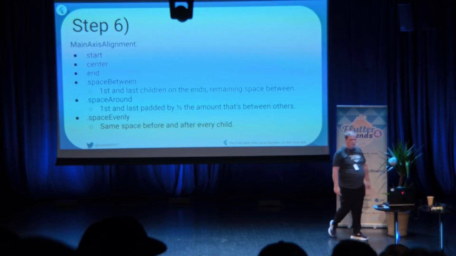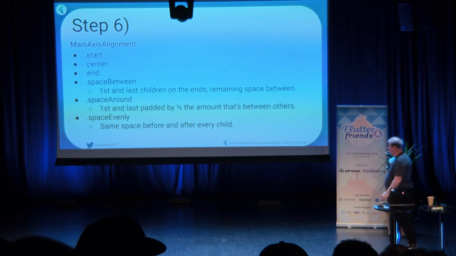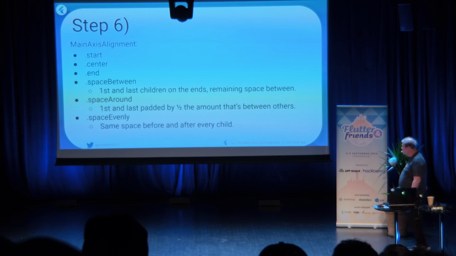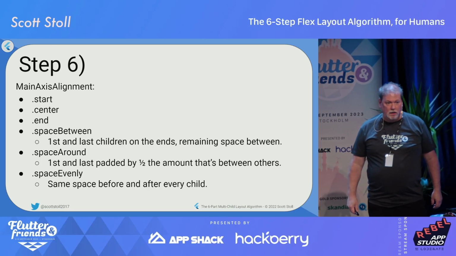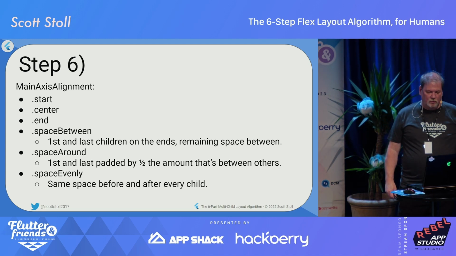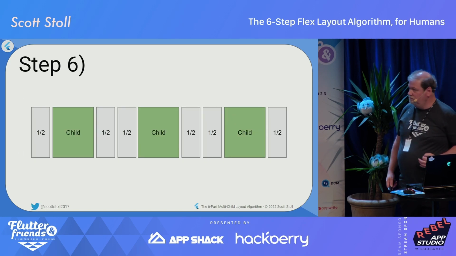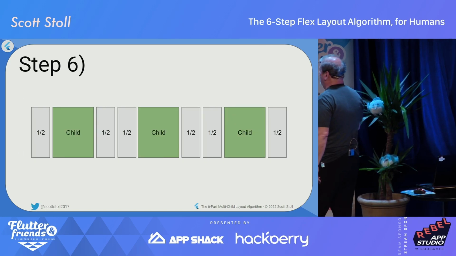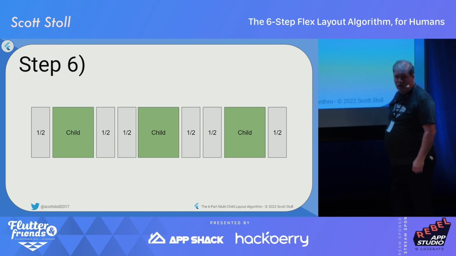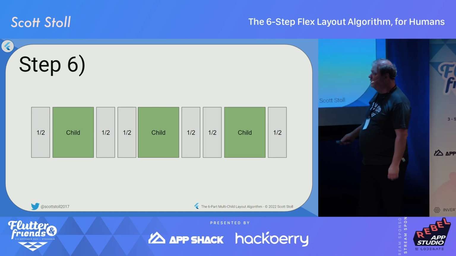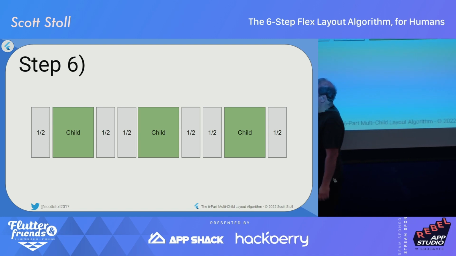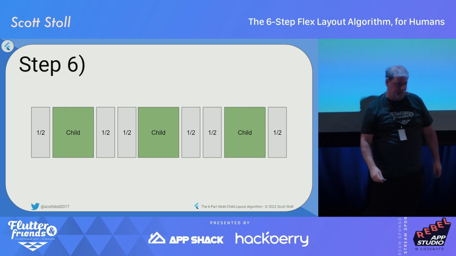Now with space around, it's done differently. The first and last are padded by half the amount that's between the rest of the others. Space evenly, in order to get that to work, the best way to look at it is this. If you were to put another half here and on the other end, it's not going to look right. So in order to make the even spacing look right, you do a half here, a half, a half, a half, a half, and another half on the end.